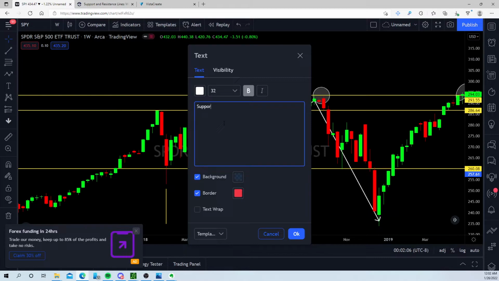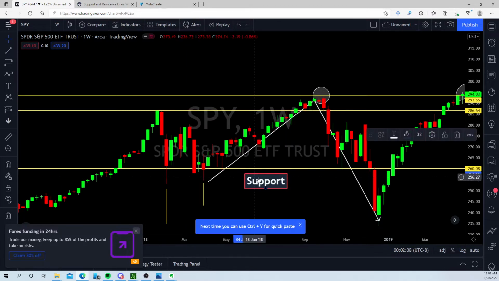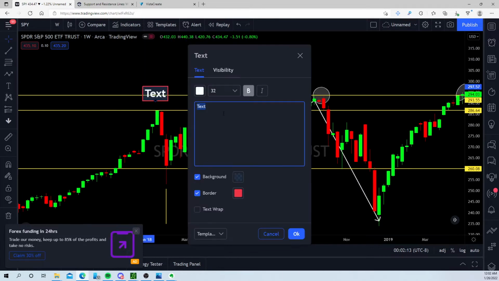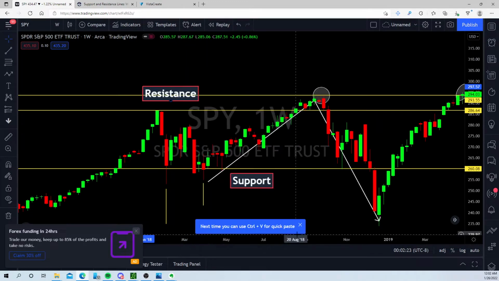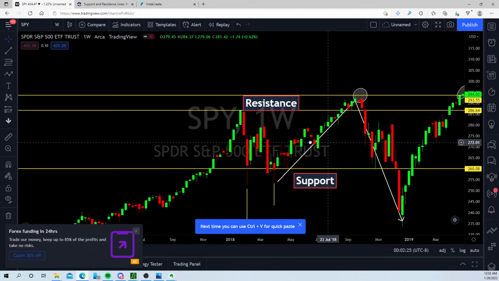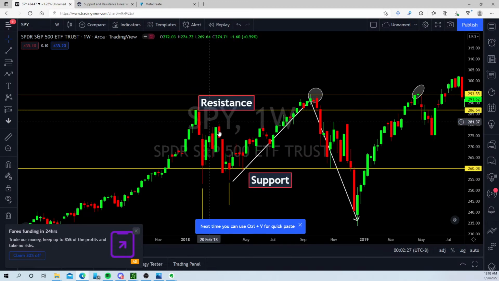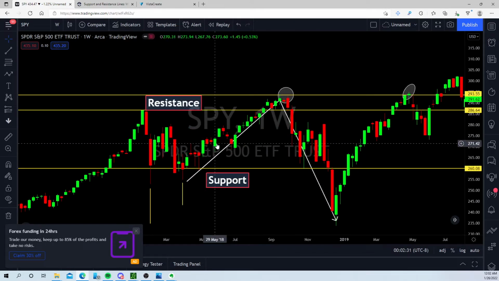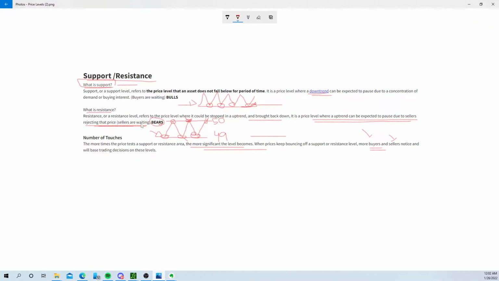Support, like how I showed you earlier before. Support right here, and resistance at the top. Resistance. I'll just put resist. I don't even know how to spell resistance, man. Resistance, I guess, whatever. Resistance right here. So it bounced off resistance, came back down to support, held support, came back up to resistance. Like I said earlier, the more touches, the better, right?